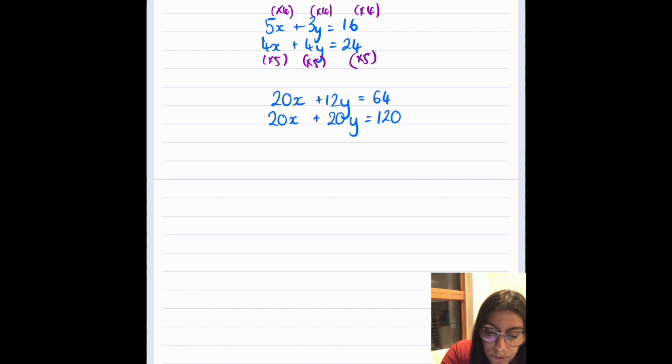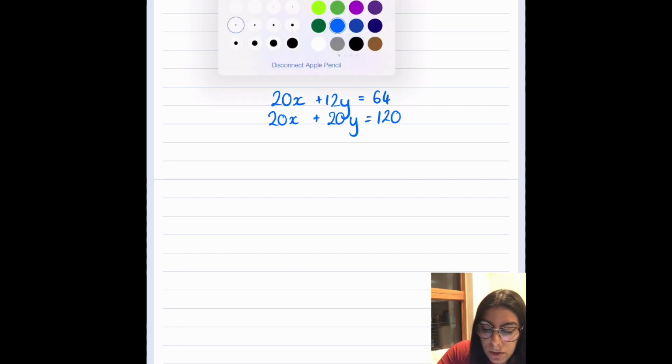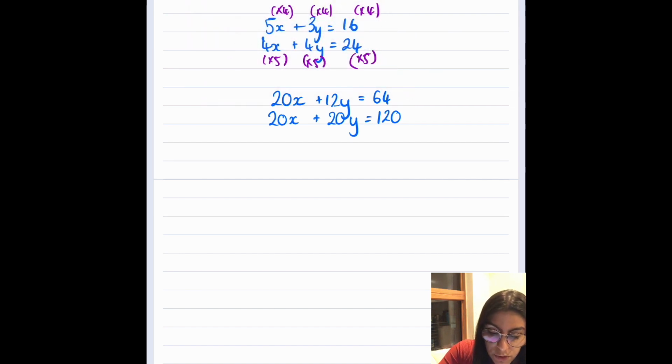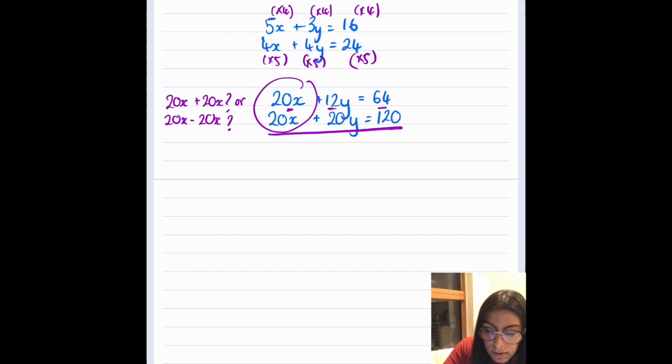So I'm going to do the same thing when I'm solving this. I'm going to look for which variable is the same, which is my 20x. I'm going to circle that. I'm going to figure out how I am eliminating it. So I'm either doing 20x plus 20x, or I'm doing 20x subtract 20x. The subtraction is what's going to give me 0. So I'm going to put in the subtraction, I'm going to put in my column method just for the purpose of presentation. So 20x take away 20x is going to give me the 0.